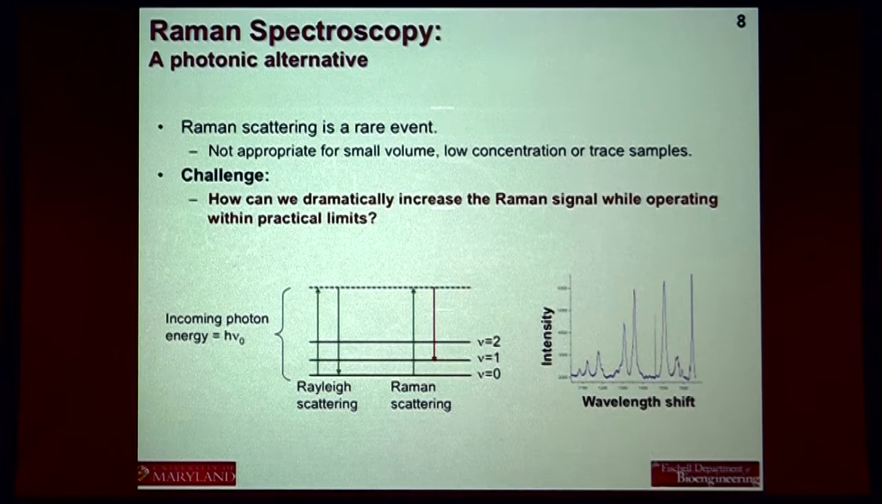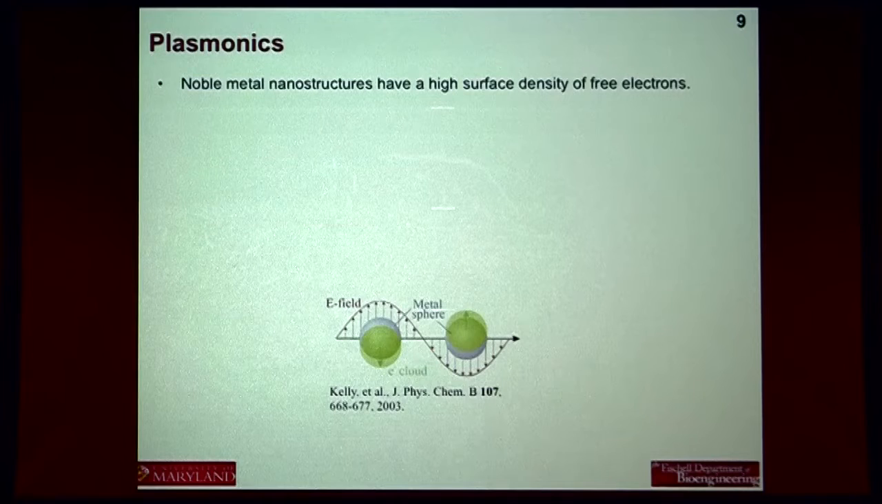So the challenge then is, can we utilize that specific nature of Raman, but is there something we can do to re-engineer that concept so that we can increase the scattering signal while still being practical about it? And the answer to that really lies in plasmonics. So tutorial number two, let's look at what plasmonics is. Noble metal nanostructures. Let's consider a very simplified case here of a noble metal sphere.